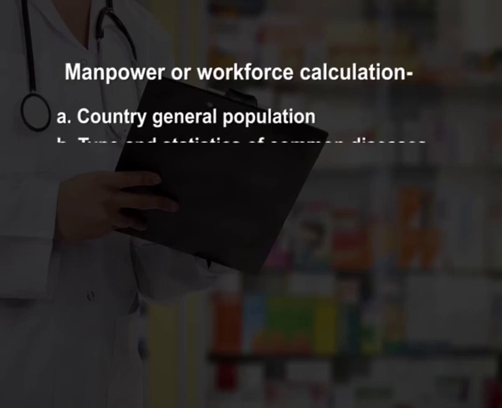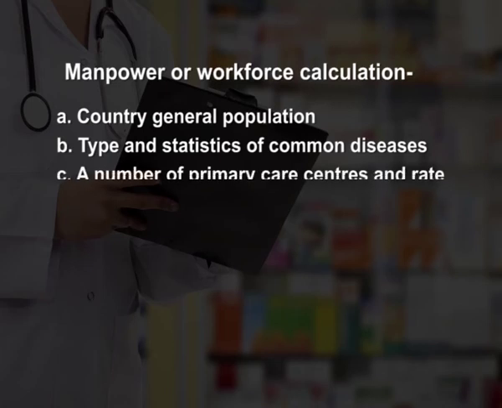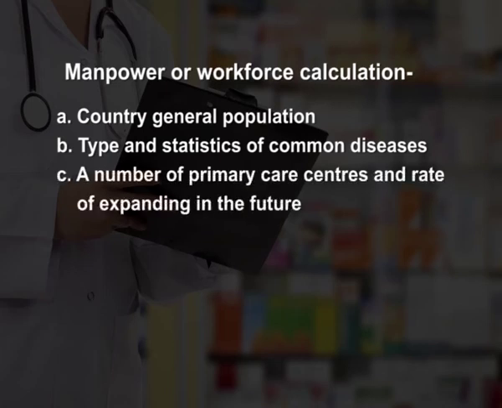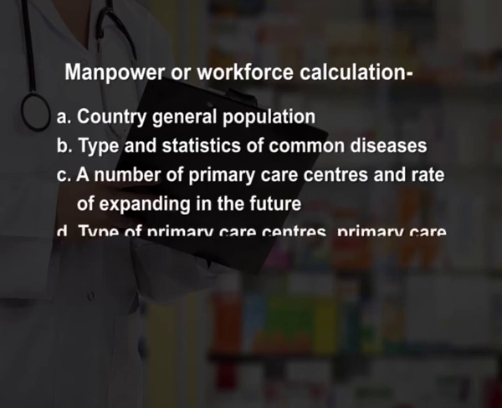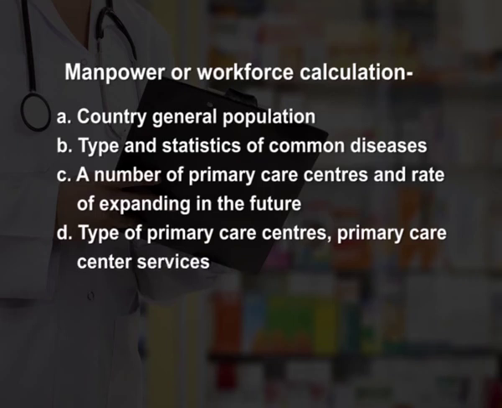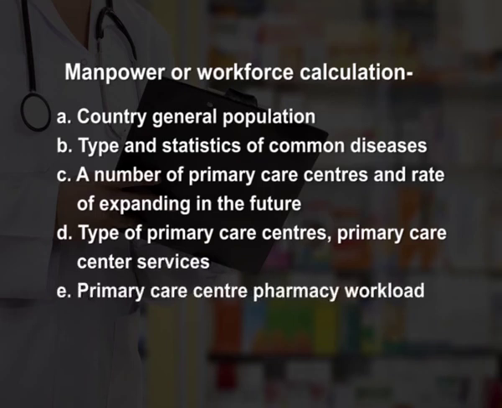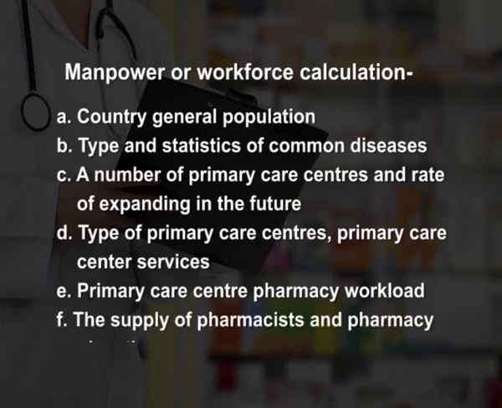B. Type and statistics of common diseases. C. A number of primary care centers and rate of expanding in the future. D. Type of primary care centers, primary care center services. E. Primary care center pharmacy workload. F. The supply of pharmacist and pharmacy education.